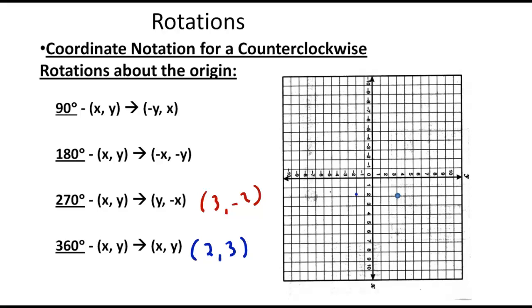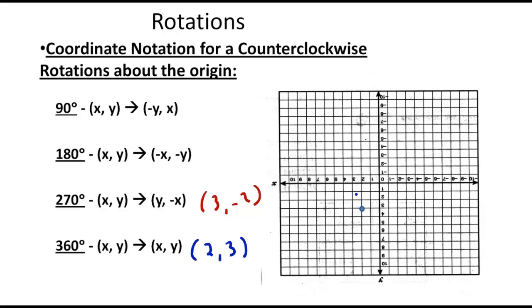If I select this again, and I rotate it 90 more degrees counterclockwise, which is a 180 degree turn, notice where my point is. -2, -3. I went left 2, and then I went down 3. Notice from my original 360 to my 180, I changed both of my signs. Everything else stayed the same.